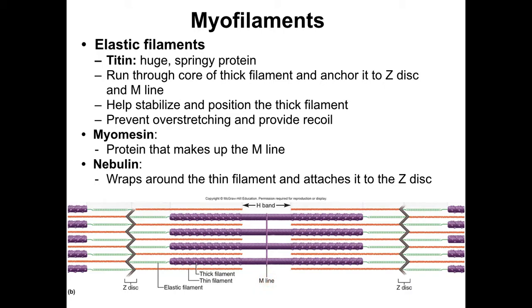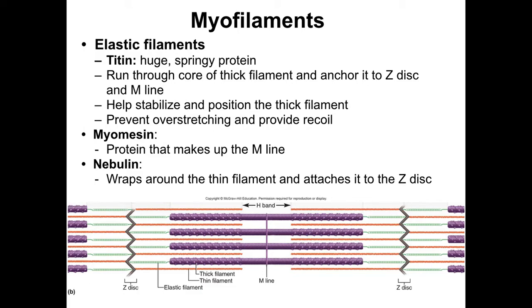Next, we have titin. Titin is actually the largest single protein in the human body. There are protein conglomerates like collagen that are bigger than it, but collagen isn't just one protein. Collagen is actually a bunch of proteins stuck together. Titin is all one big giant protein that acts like a spring.